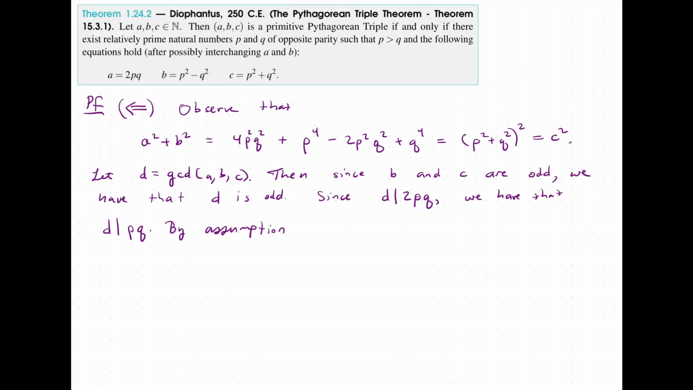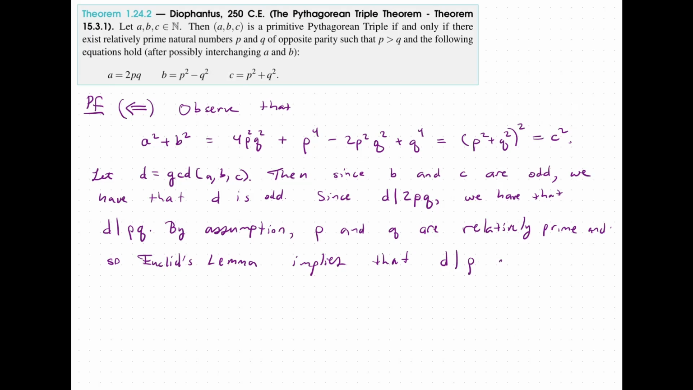So by assumption, P and Q are relatively prime, and so Euclid's lemma implies that D divides P or D divides Q. So we have these two possibilities.